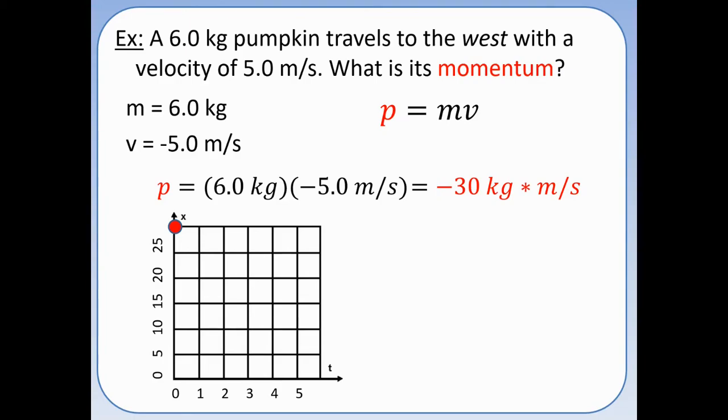If the pumpkin is a velocity of negative 5 meters per second, where will it be after 1 second? It will be at the 25 meter mark. After another second, it will move 5 meters closer to the reference point, and then another 5 meters every second after that. Using this information, we can draw a position time graph for our pumpkin that is moving with a velocity of negative 5 meters per second.